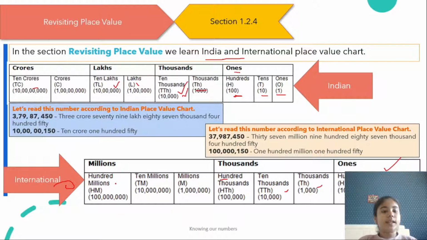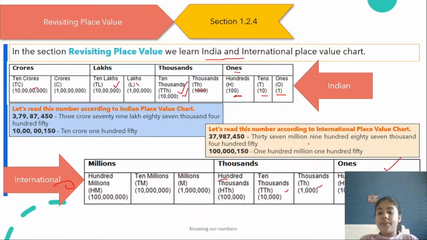Okay, now let's read this number according to the Indian place value chart and the international place value chart. I have taken two of the same numbers here and put them in both the Indian and international place value charts, and now I'll show you how they're written differently. So let's read the Indian first. It is 3,79,87,450.